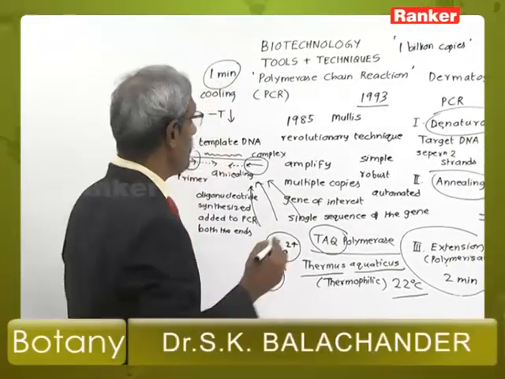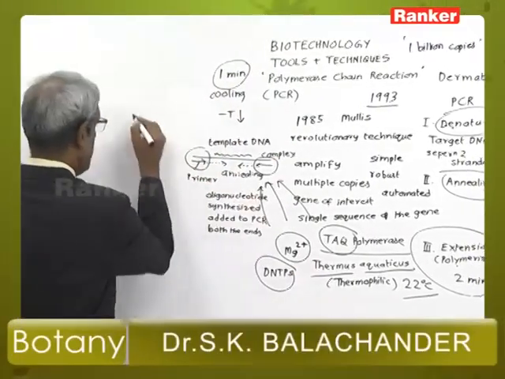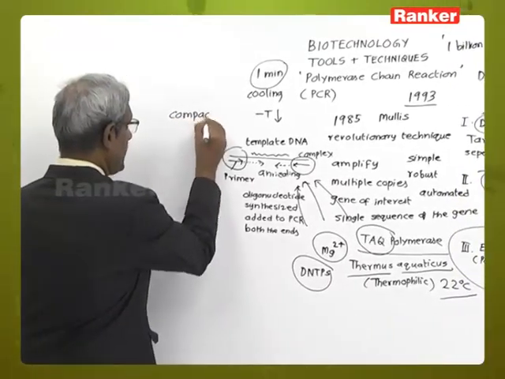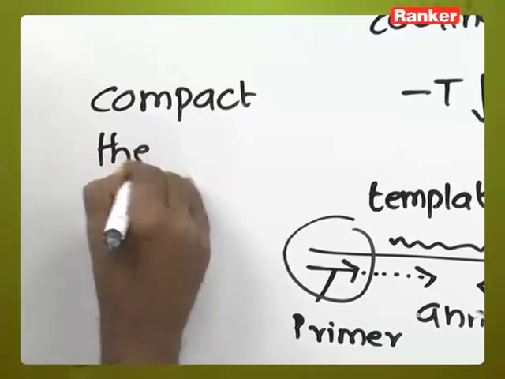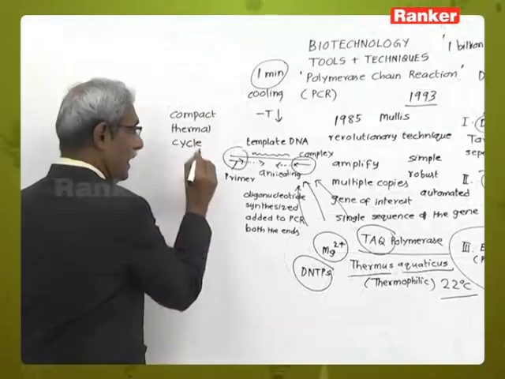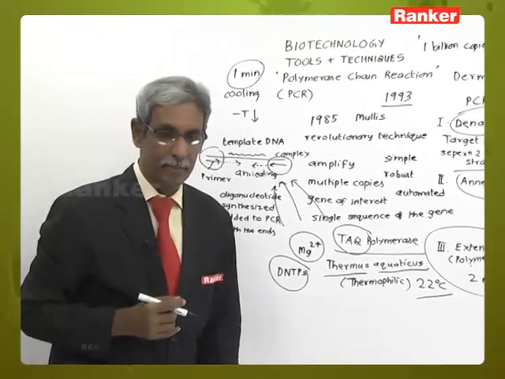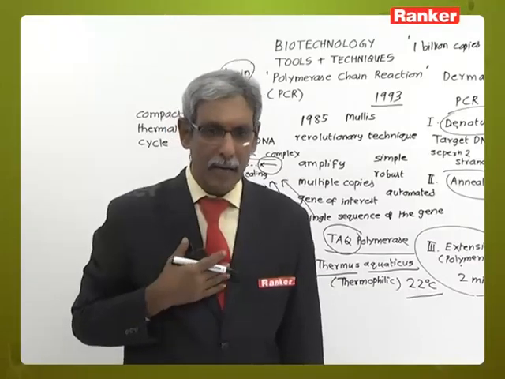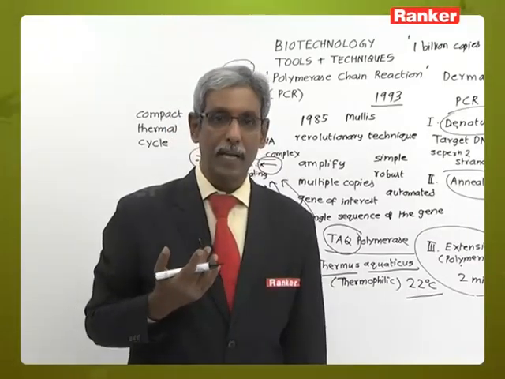So, the polymerase chain reaction is a compact thermal cycle involving 3 important events, and the technique is very important primarily for DNA fingerprinting.